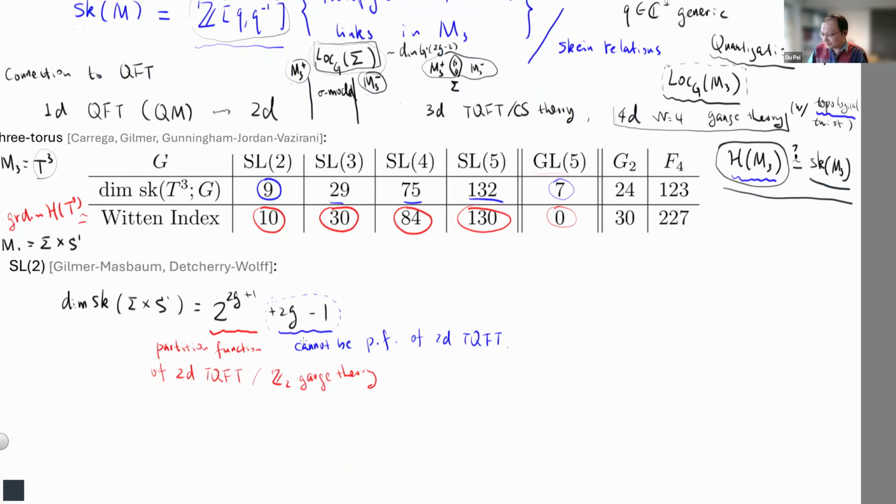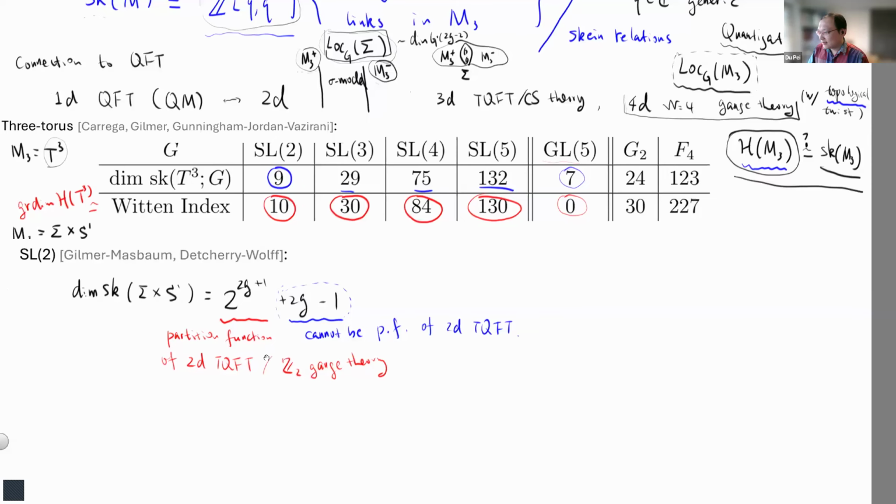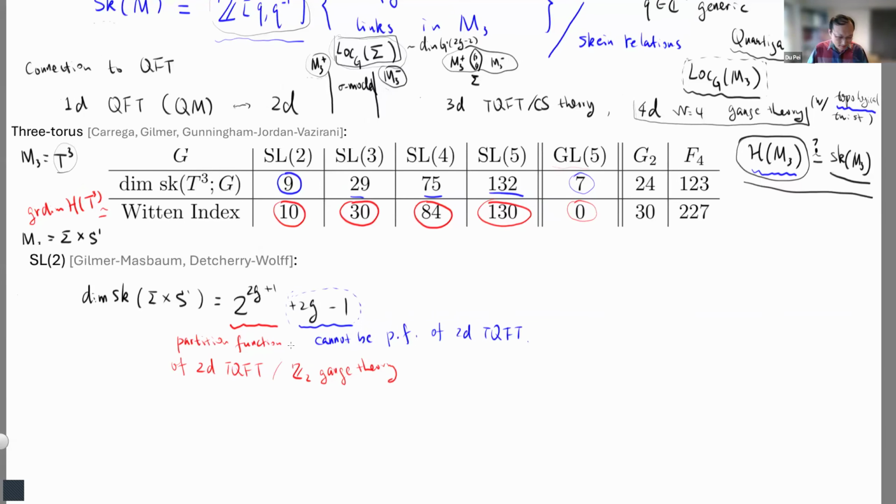So that's something one has to overcome to connect skein modules with physics: what is going on with this linear term. We are going to solve this puzzle later. And in particular, we are going to generalize this to SL3, where we're going to derive a new formula.